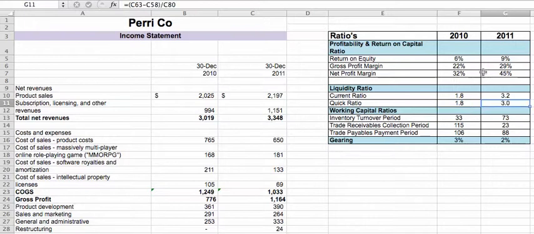Now, of course, there are many factors that you should also look at, not just these ratios, but this does show a quick indication of how things work, and you're going to see in the following videos about working capital and gearing.